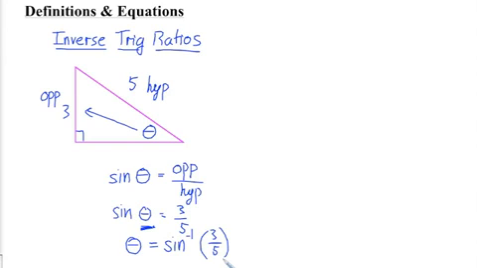Again, your calculator should be able to handle this. Often you should use the shift button or the second button on your calculators and hit the normal sine button, and that will take you to the inverse of sine. The inverse of sine is approximately 36.9 degrees.